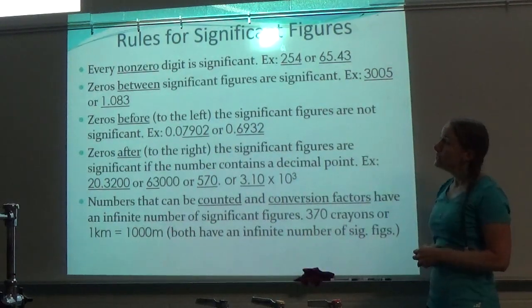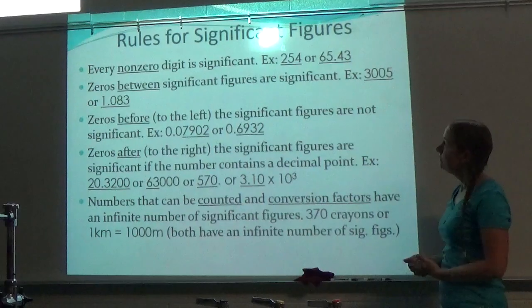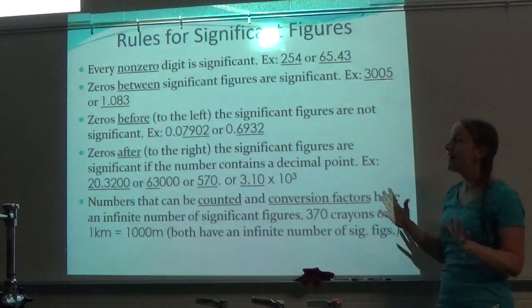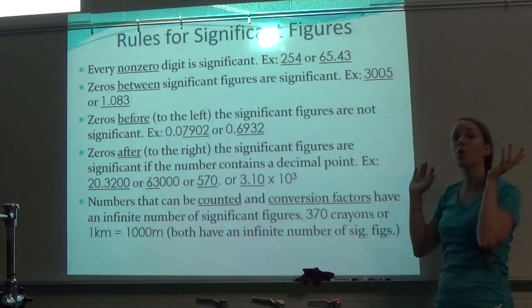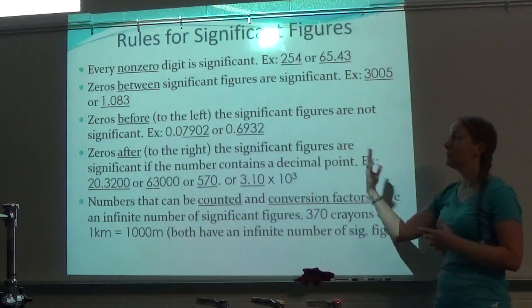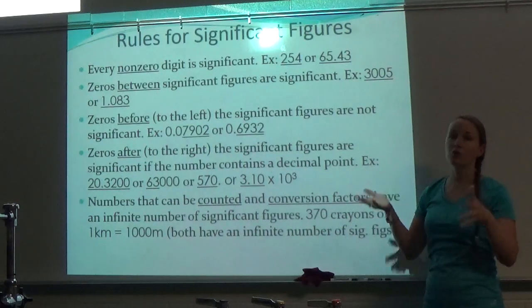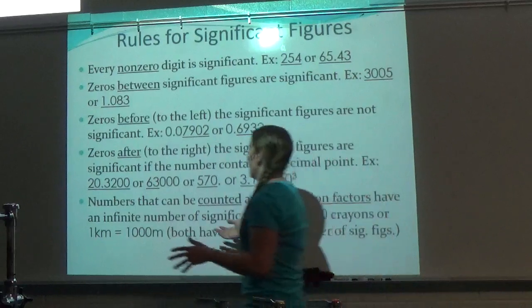Next one, zeros before or to the left of significant figures are not significant. Again, it doesn't mean they go away, it just means that when we do calculations, we're not going to count those.